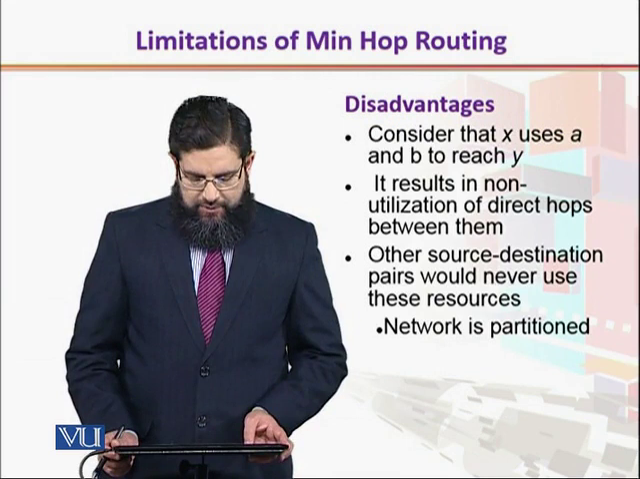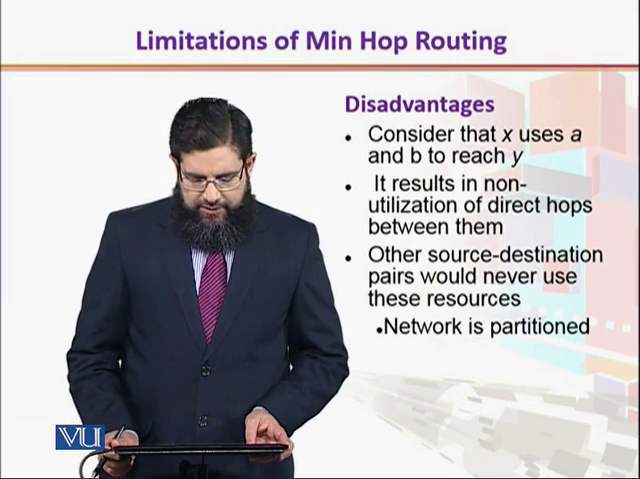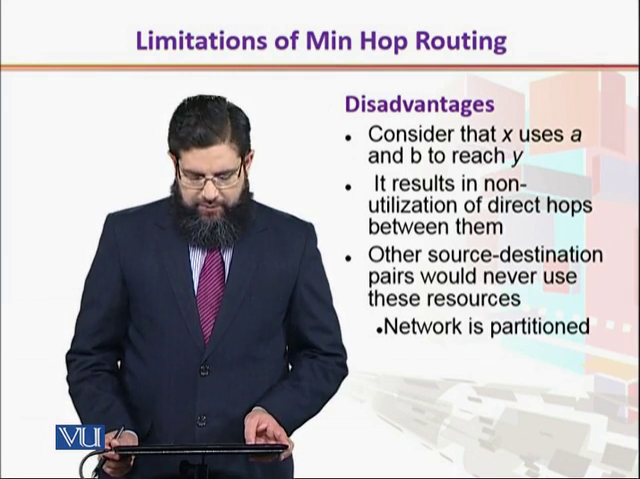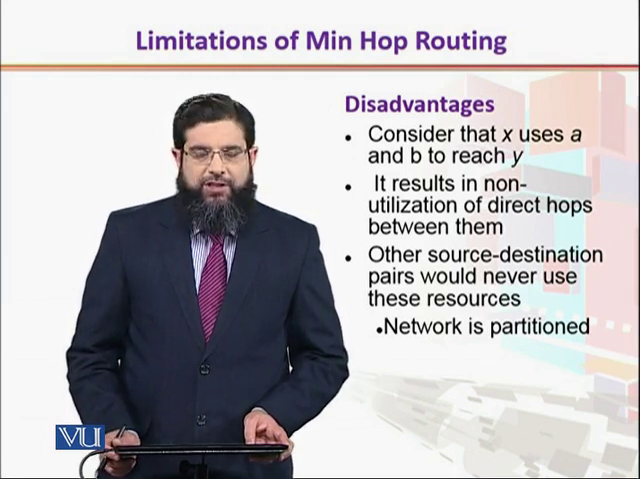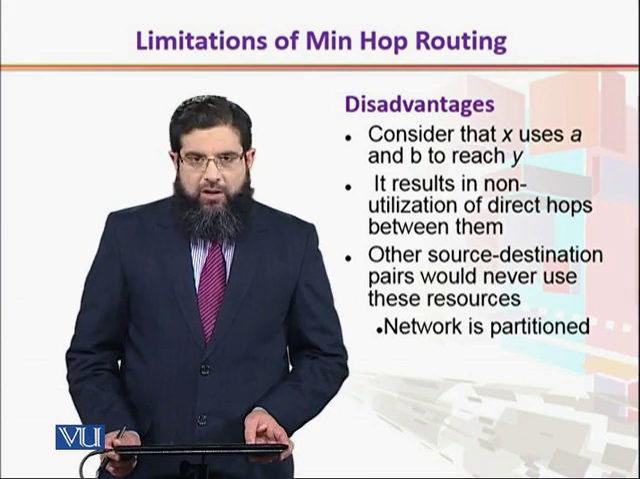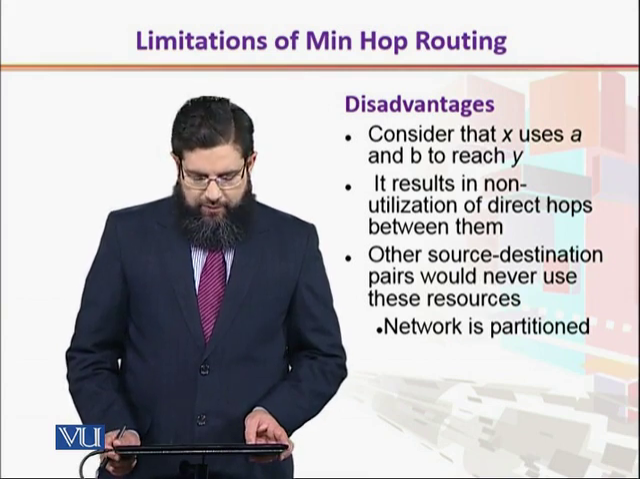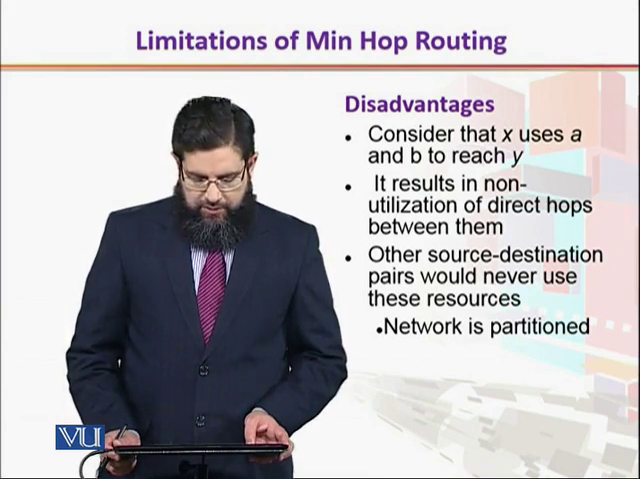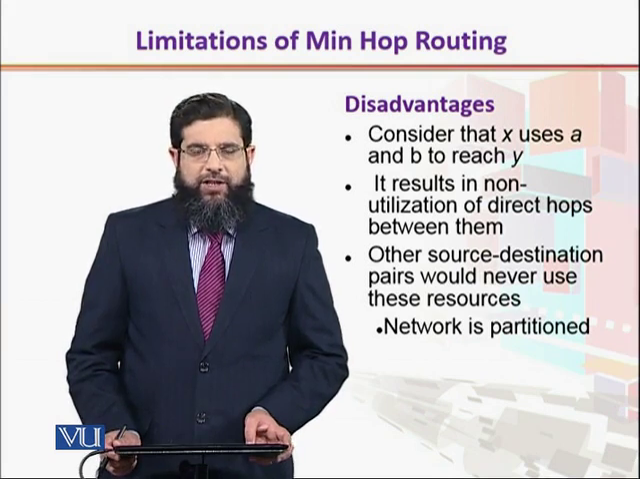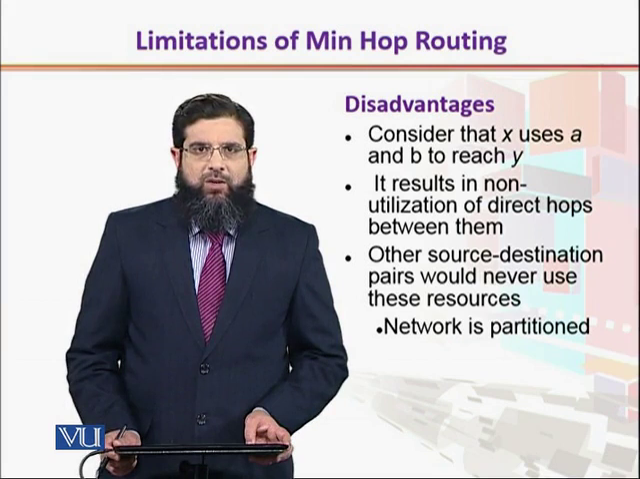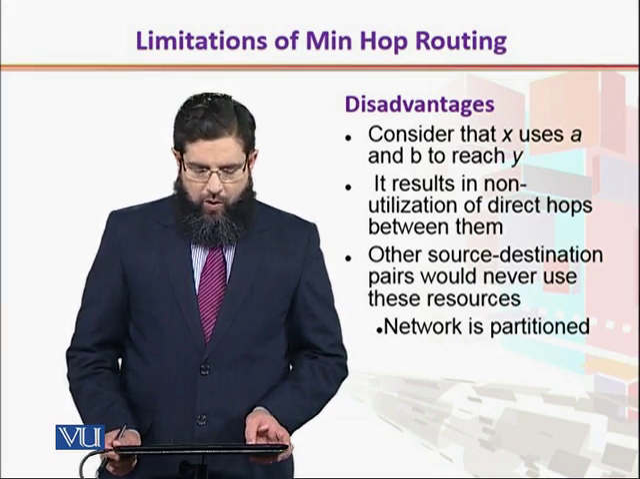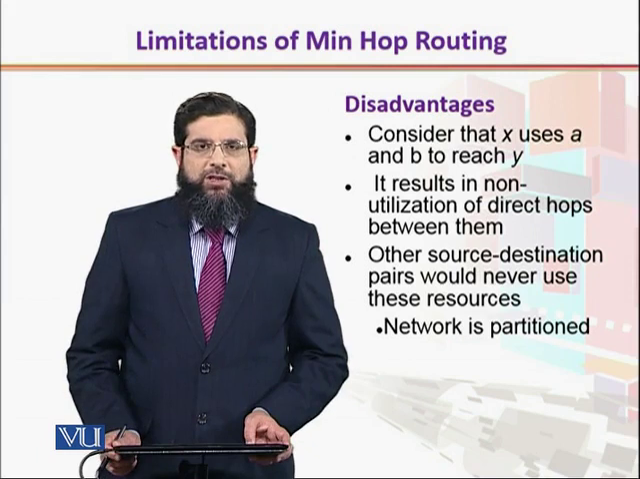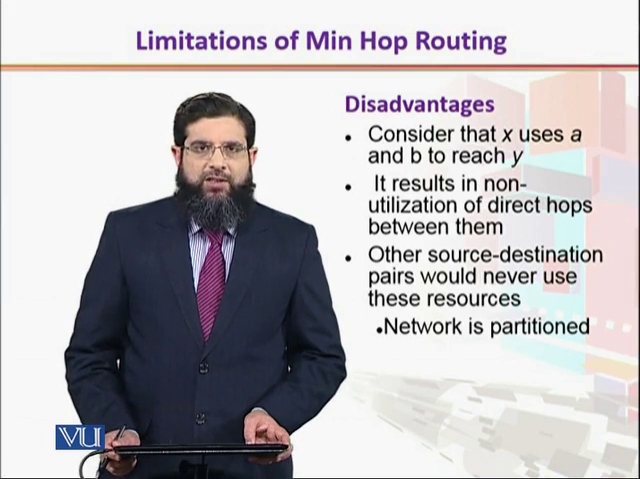one observation. That is, consider that X uses A and B to reach Y. It results in non-utilization of direct hops. The other sources that I mentioned in the figure would never use these resources, and hence the network gets partitioned. This is one of the natural limitations of minimum hop routing. Various strategies exist that we shall understand in due course, which try to prevent this disadvantage from becoming overwhelming.